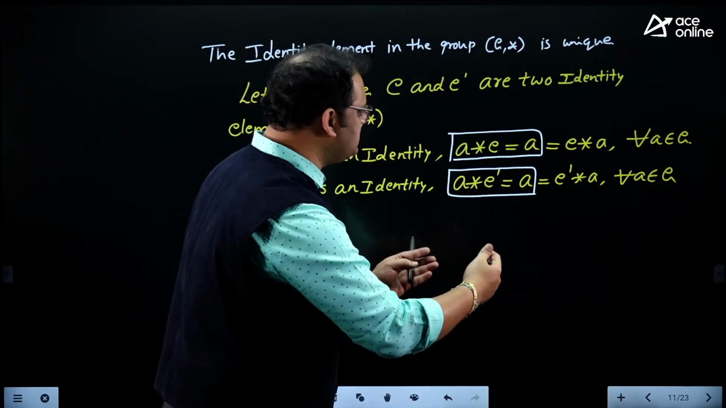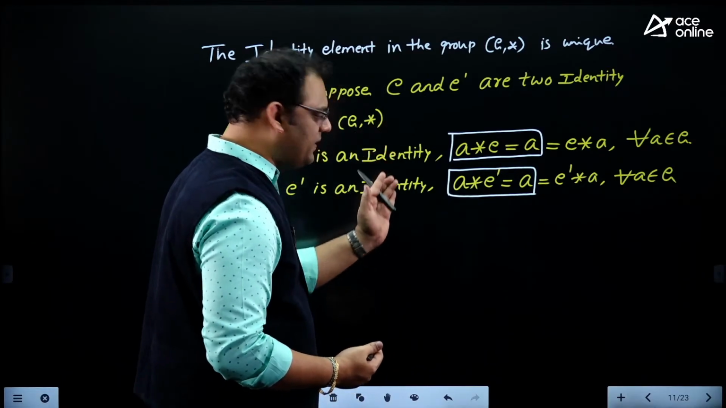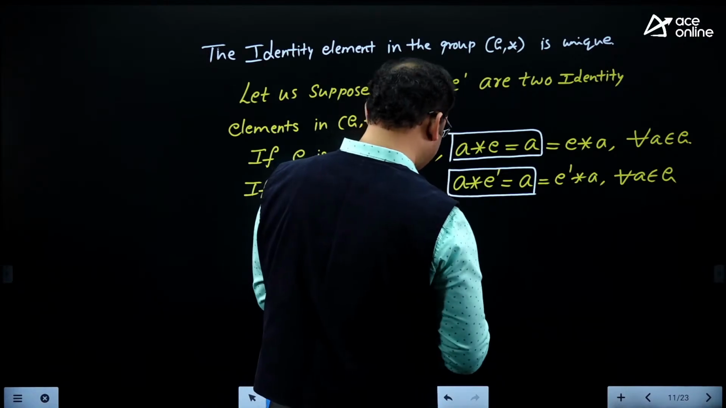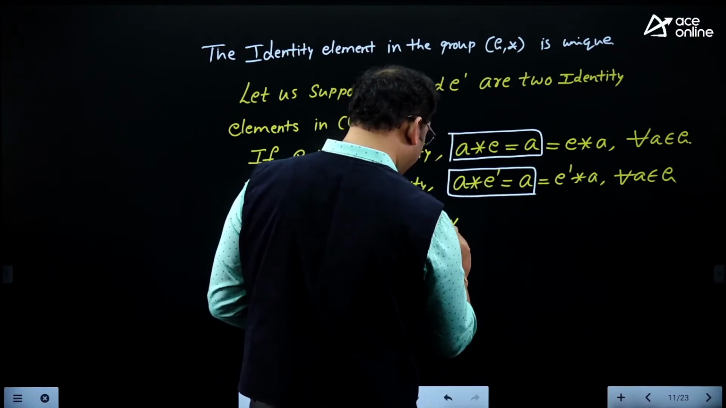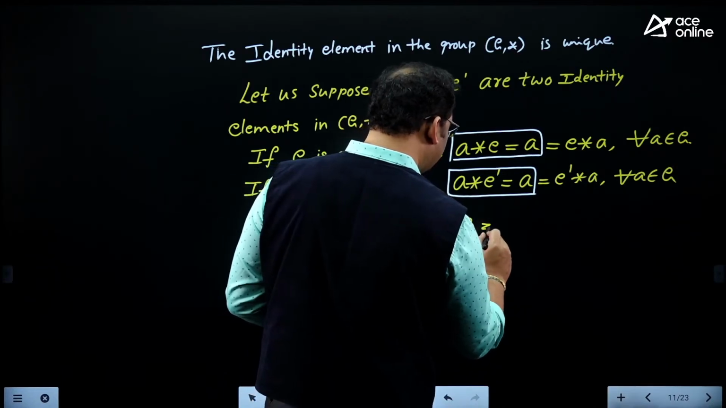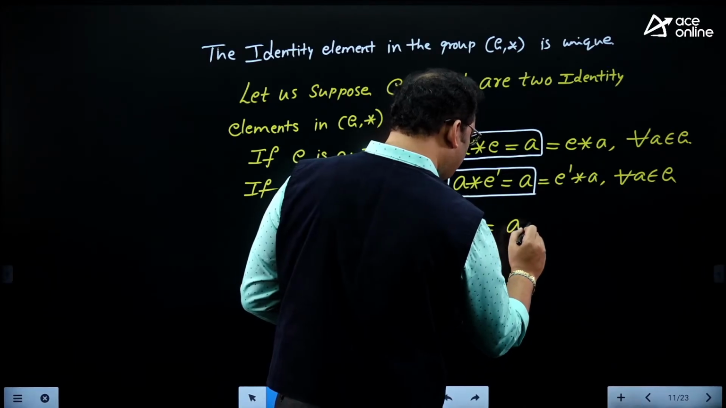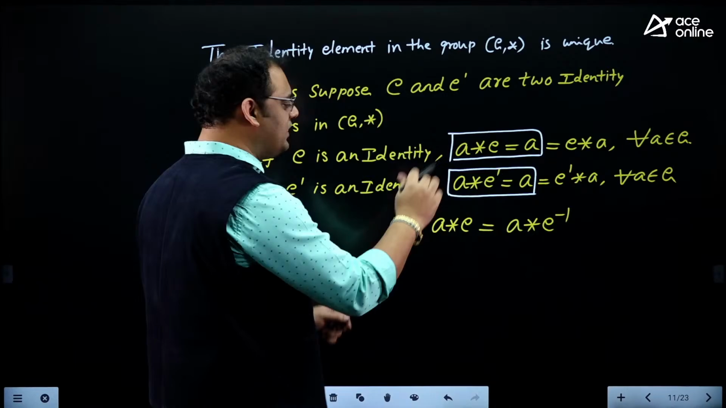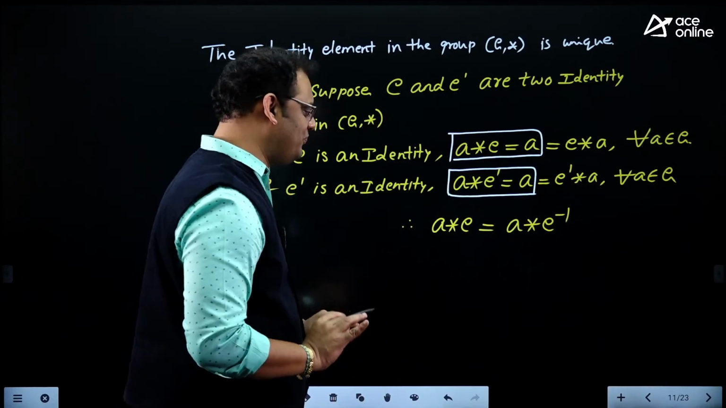So in both cases, the right hand side answer is the same. So then the left part must be the same. So what do you say? You can say something like this. Therefore, A star E is equal to A star E dash. You can simply say that A can be cancelled, but actually the cancellation is not possible.